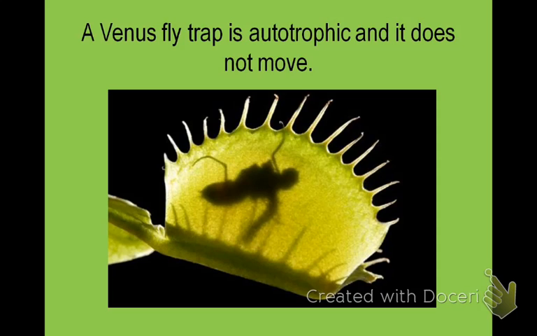A Venus flytrap is autotrophic and it does not move. Now you might say, okay, well these little flaps on the side here move to trap that bug inside, but it doesn't move as in change locations. So Venus flytrap is autotrophic and it does not move.